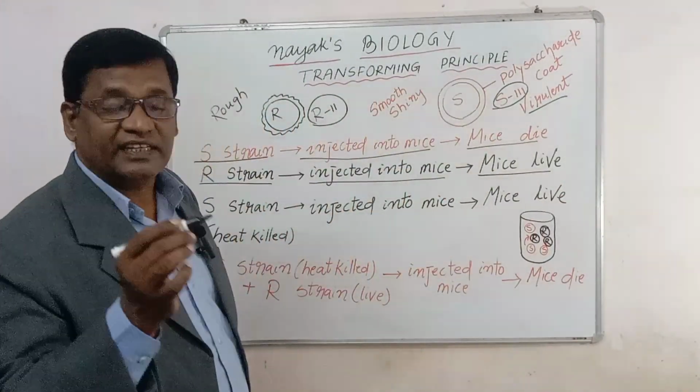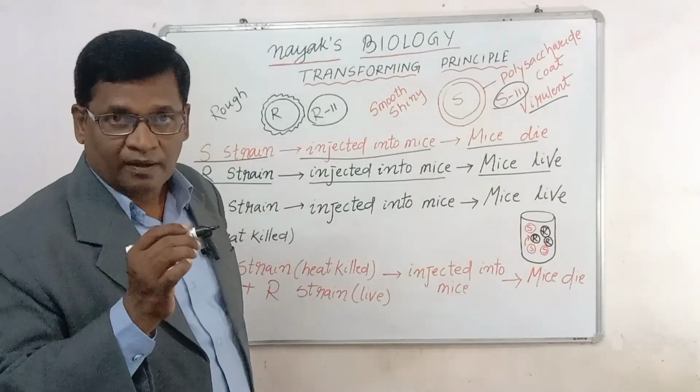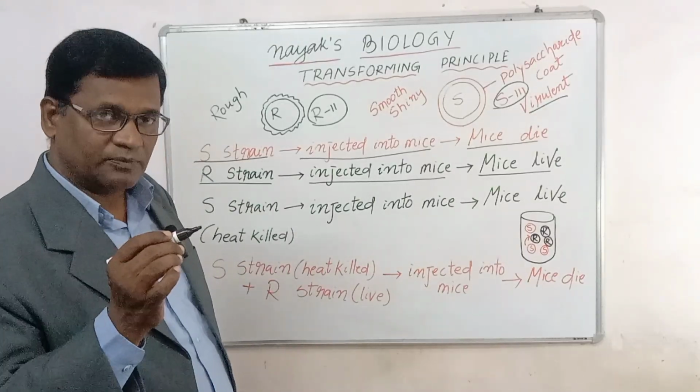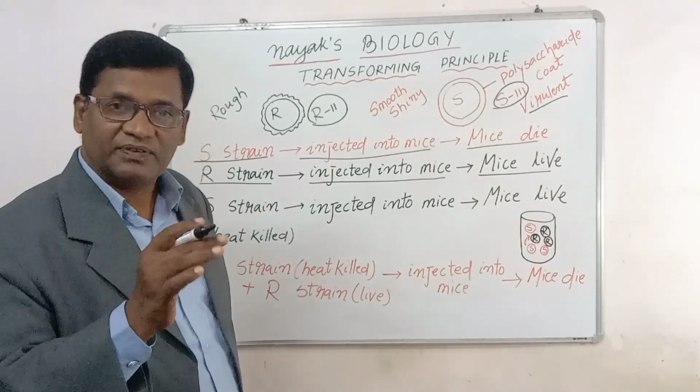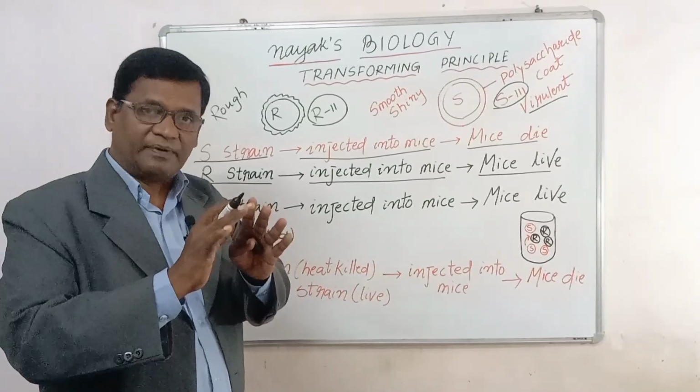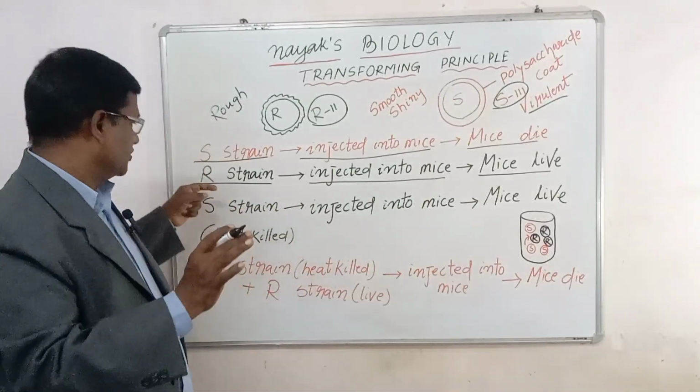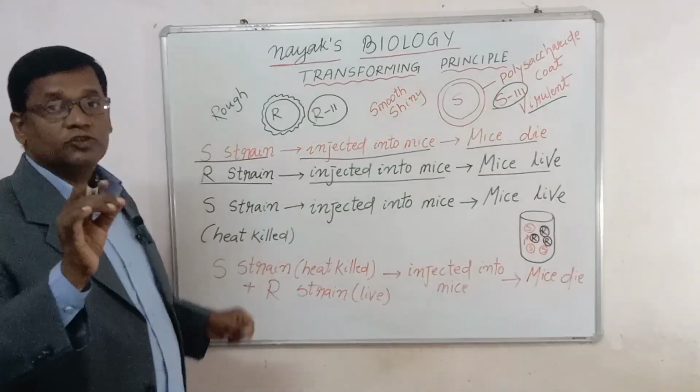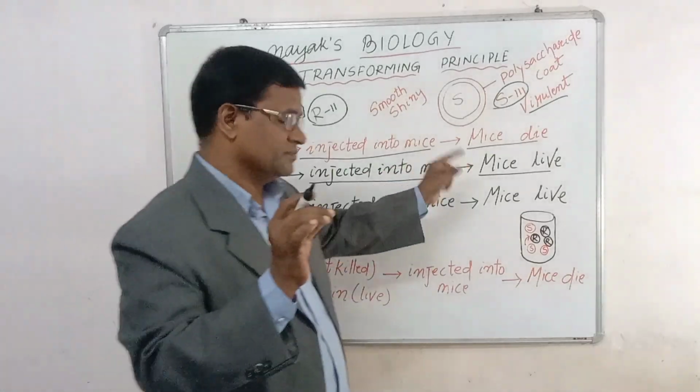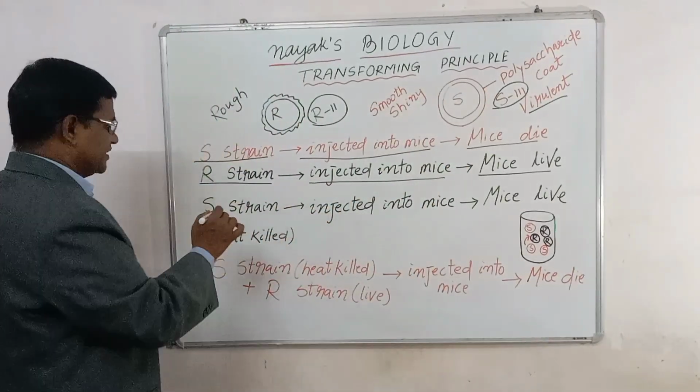The mice is not infected by the pneumonia. When the mice is not infected with the pneumonia, why would the mouse die? Mice will not die, meaning mice is not affected by the pneumonia, because this R strain is unable to cause pneumonia to the mice.